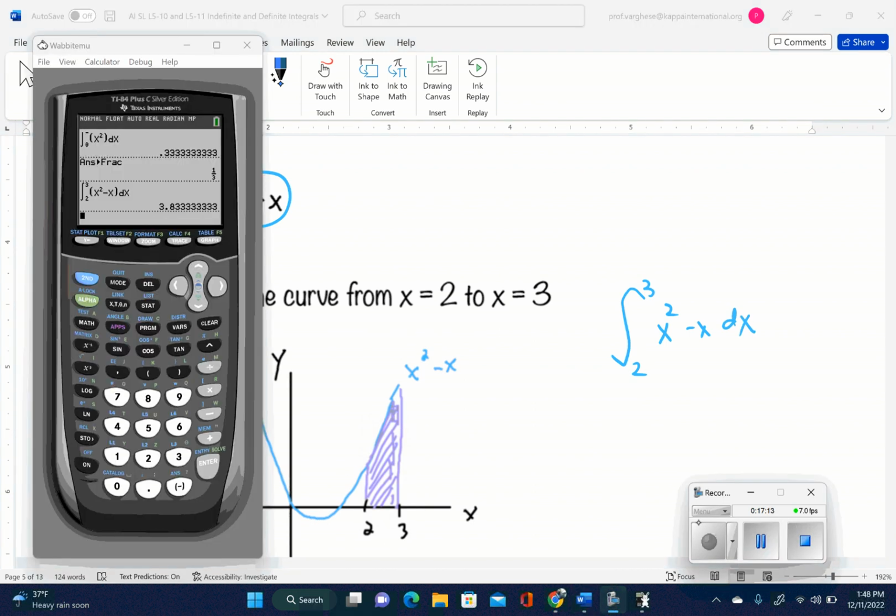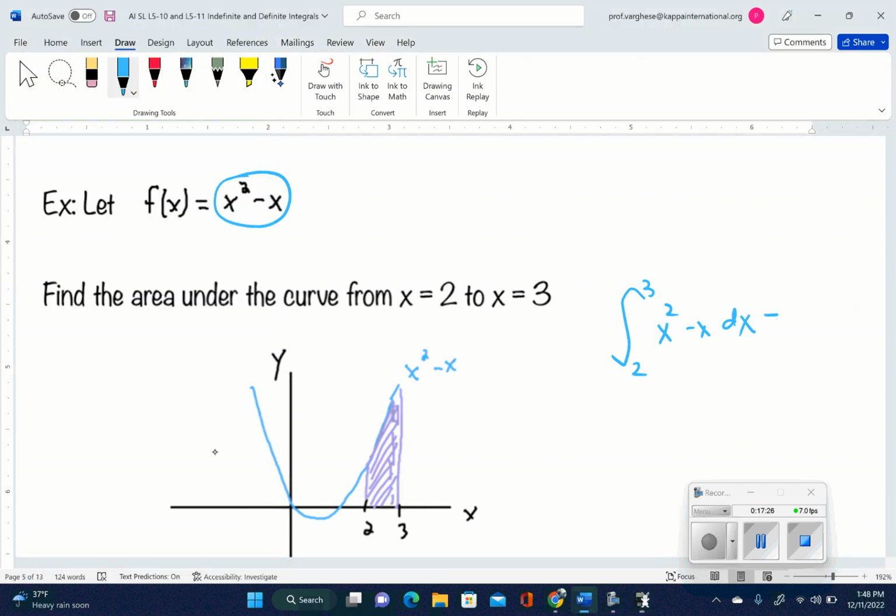Right, so I went ahead and plugged it in, exactly what I wrote over here. And I got 3.83 repeating. So I'm going to hit math. Option number 1 is fraction. And it tells us that that is the same thing as 23/6. So 23/6 is this area right here from 2 to 3 of the function to the x-axis.